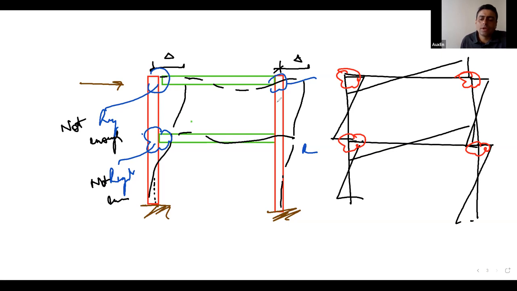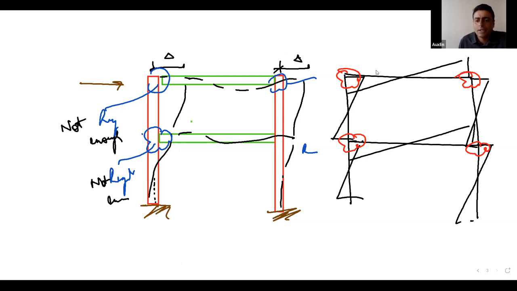So your design strategy was to provide a rigidly connected portal frame type of system to control the lateral sways. That was your design strategy. You did the modeling accordingly. Accordingly, you found out the member sizes. But when you went for the connection design and detailing, your connections were not rigid enough. So what will happen?